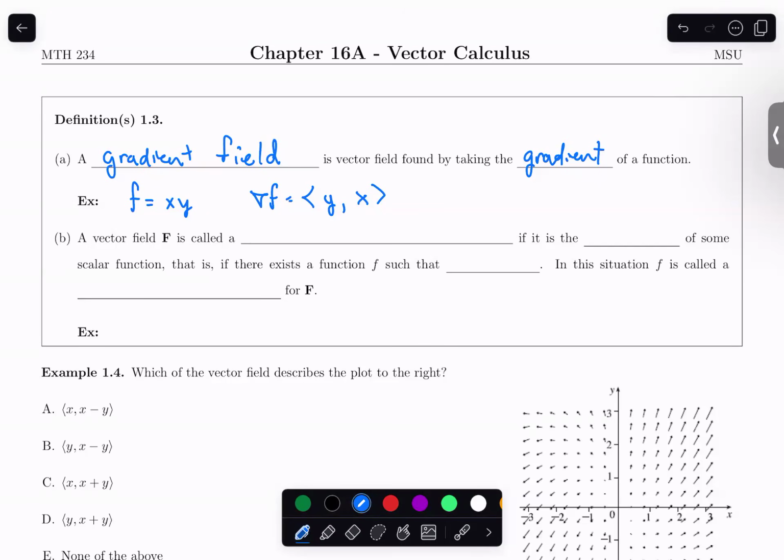If we look from the view of starting with the vector field rather than a function, these get slightly different names. So a vector field F is called a conservative vector field if it is the gradient of some scalar function. That is, if there exists a little f such that our vector field is equal to the gradient of little f. In this situation, f is then called the potential function.